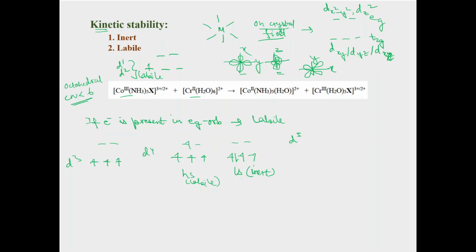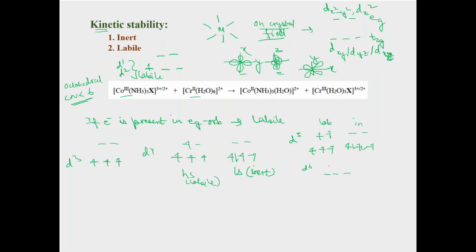D3 is always inert. D4, if it is high spin, has one electron in the EG set, so it is labile in nature. Whereas if it is a low spin complex, all four electrons are in the T2G set and it is inert in nature. The same goes for D5. If it is a high spin complex, it is labile; whereas if it is a low spin complex, 1, 2, 3, 4, 5, it is inert.